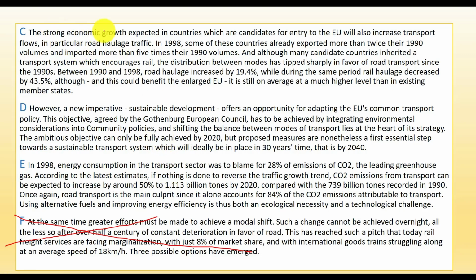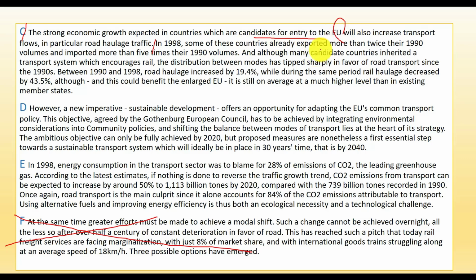The strong economic growth expected in countries which are candidates for entry to the EU will also increase transport flows, in particular road haulage traffic. Okay, this is our topic sentence. EU was one of our keys, and in this case, EU has something to do with admission and some candidates who are waiting for entry into the EU.